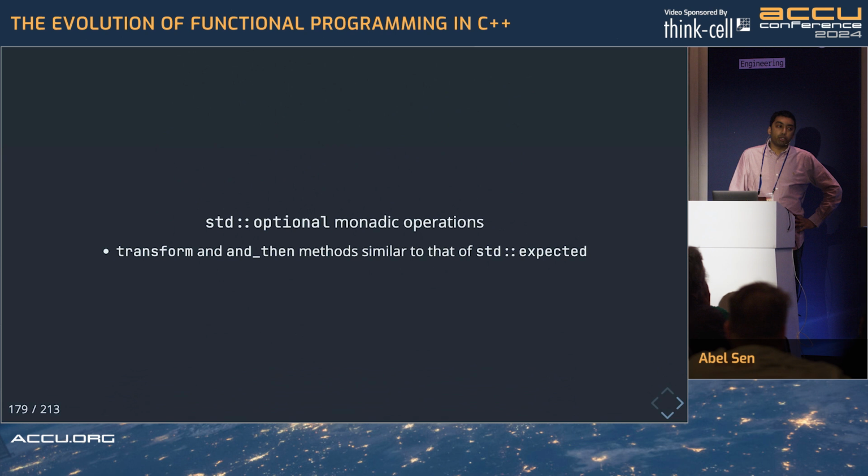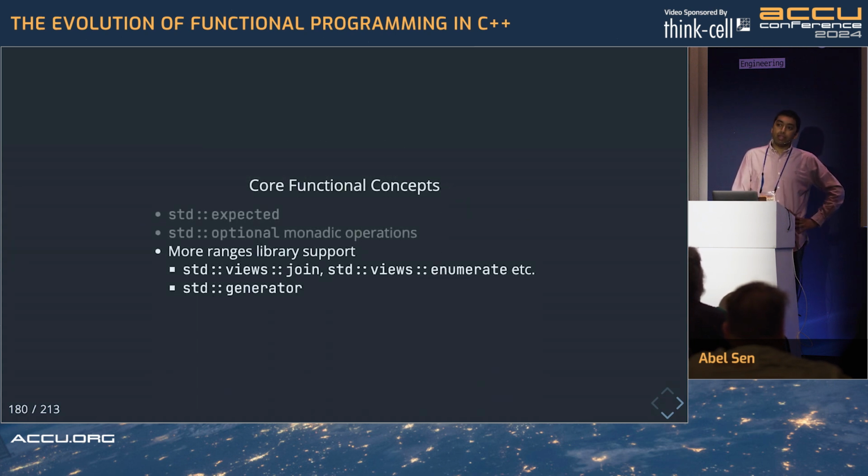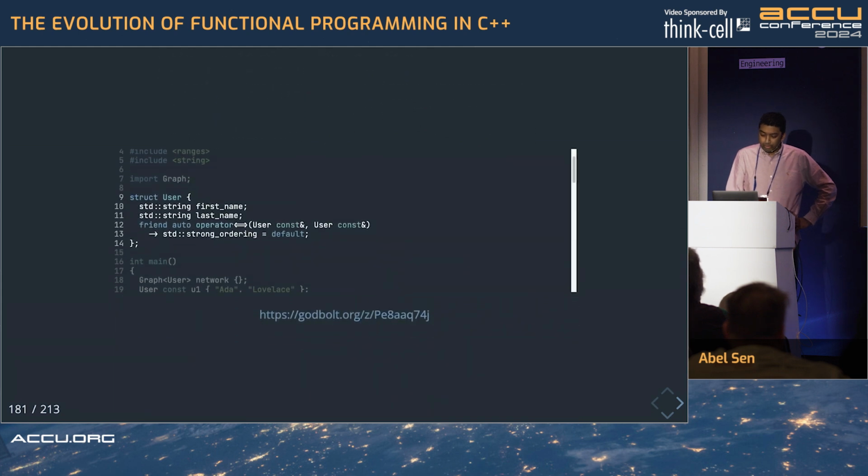So as far as std::optional, the monadic operations updates are very similar. If you understand std::expected, you can basically transfer over your knowledge to std::optional, especially considering it's a simpler interface. And then additional range view library support. So here I'm taking inspiration from social media.